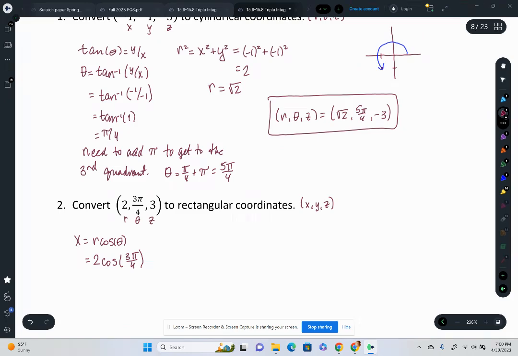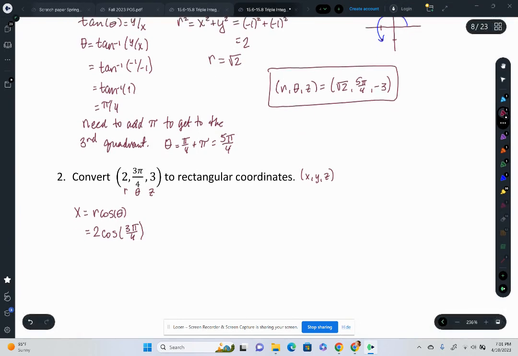All right, well, this is going to give me 2 cosine of 3 pi over 4. 3 pi over 4 is going to be in the second quadrant, and so cosine of that is going to be -√2 over 2, which simplifies to -√2. All right, so I have my x value.